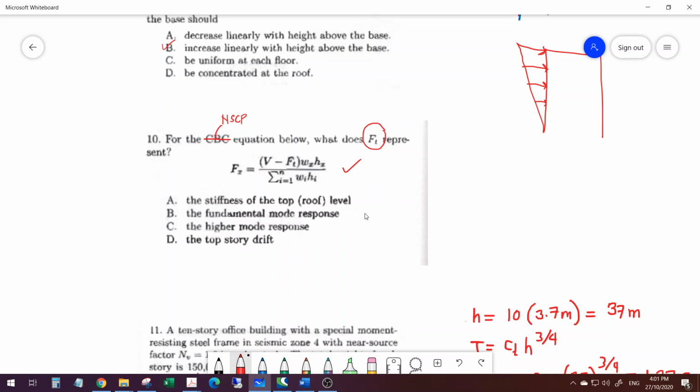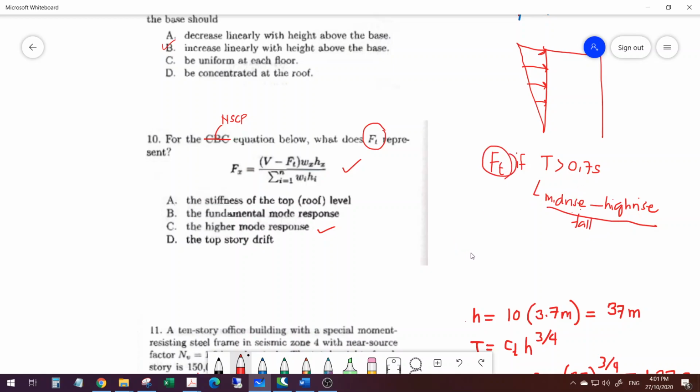Okay, so the answer is actually the higher mode response. So remember what's the criteria in having FT. You only have FT if the period is greater than or equal to 0.7 seconds, right? So that means if your structure has a period greater than 0.7 seconds, which structures are that? Mid-rise to high-rise. So definitely those tall buildings will have FT.